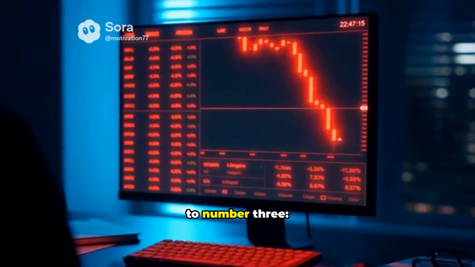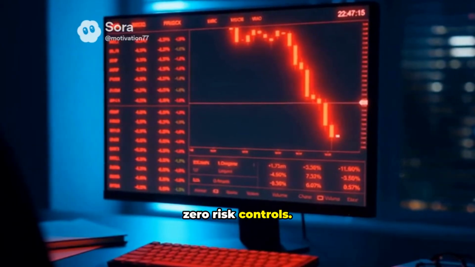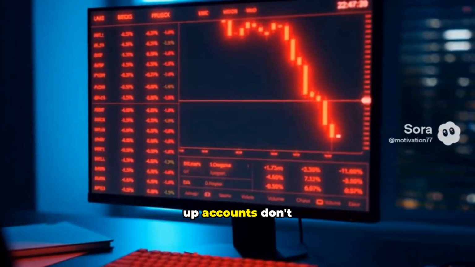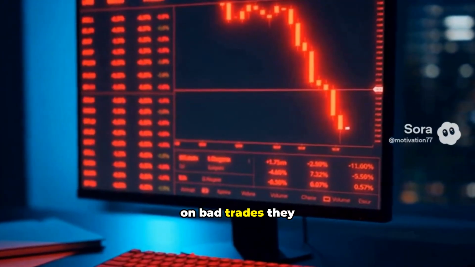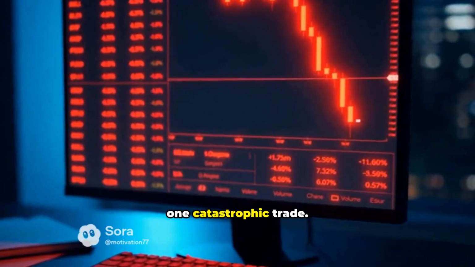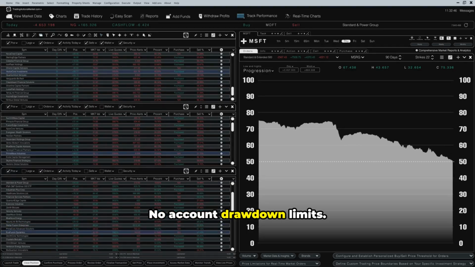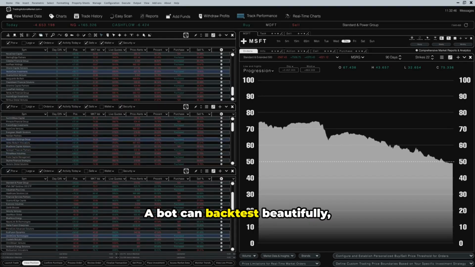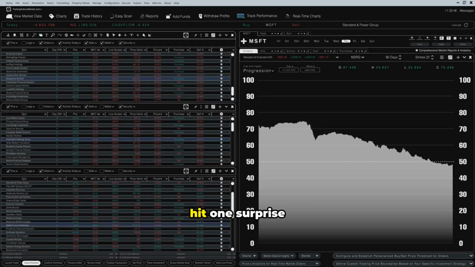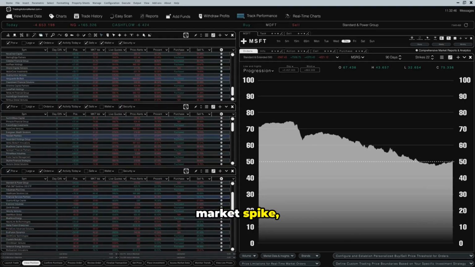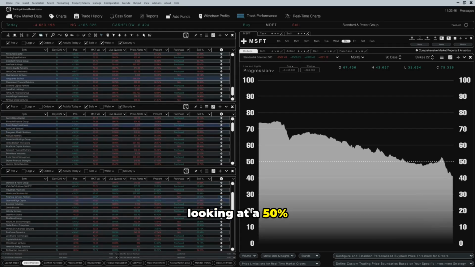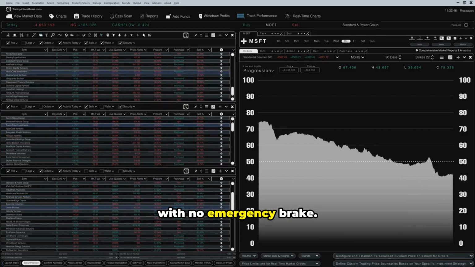And this brings us to number 3, zero risk controls. The bots that blow up accounts don't usually lose money on bad trades. They lose everything on one catastrophic trade. No position sizing, no stop losses, no account drawdown limits. A bot can backtest beautifully, deploy live, hit one surprise market spike, and suddenly you're looking at a 50% drawdown or worse, with no emergency brake.